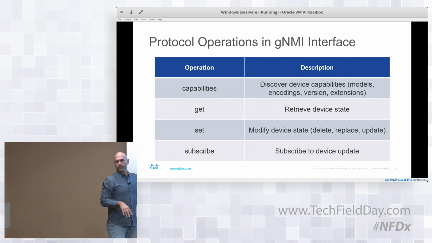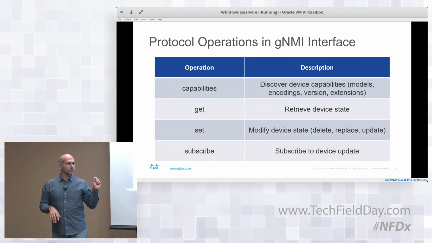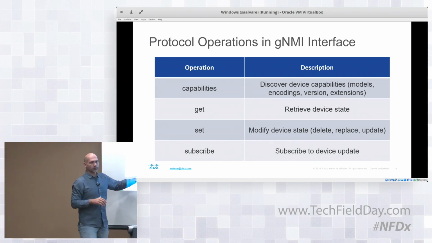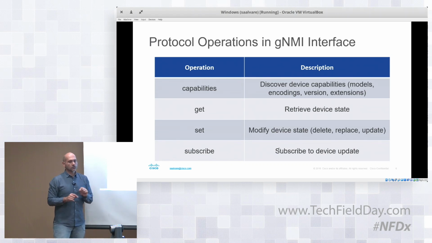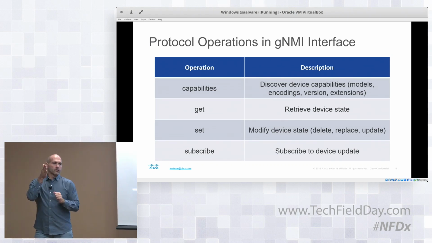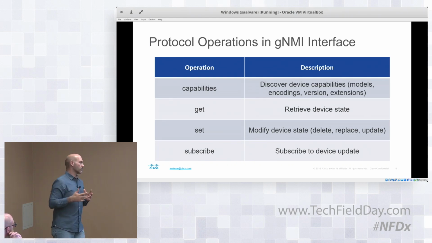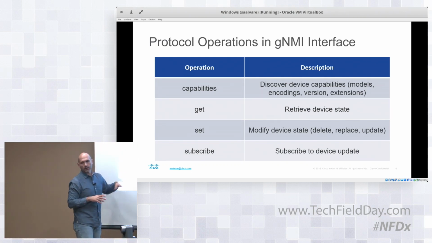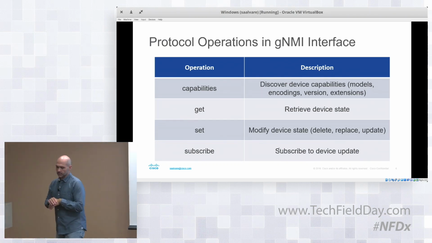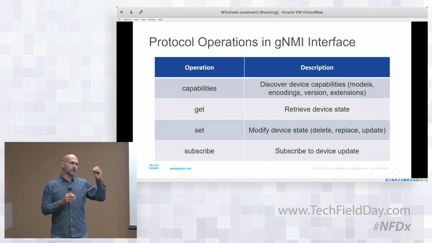The fourth and very important operation of GNMI is the subscribe operation, or the subscribe RPC. The subscribe allows a client to indicate to the router, I'm interested in being streamed some operational data. There's a lot of options that this subscribe operation has. You can, for instance, indicate, the client can indicate, I want to get interface counters every 30 seconds. And from that point on, the router will start sending every 30 seconds.